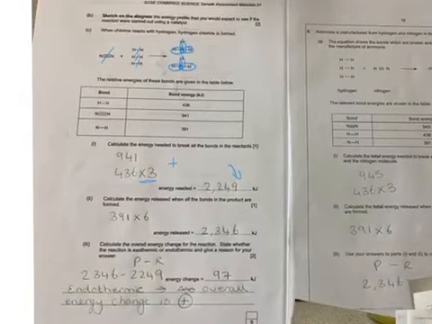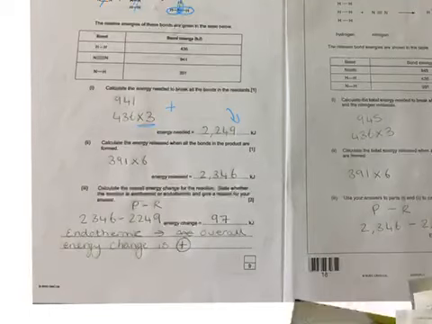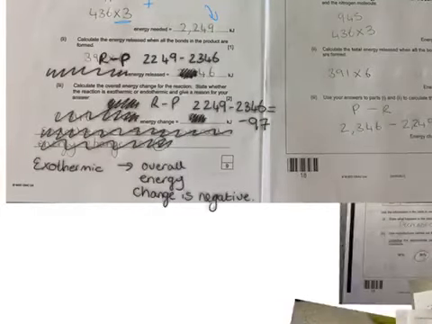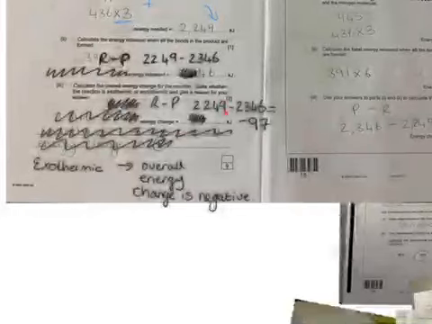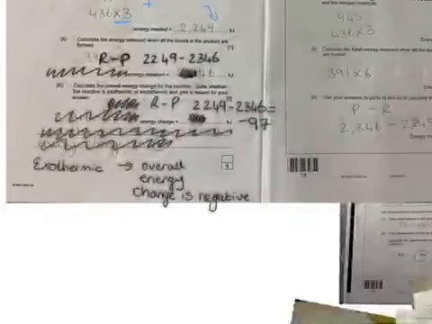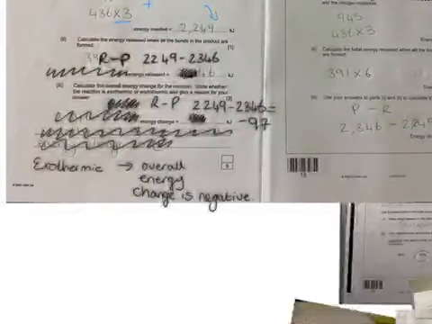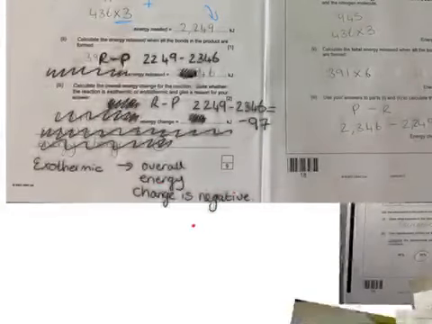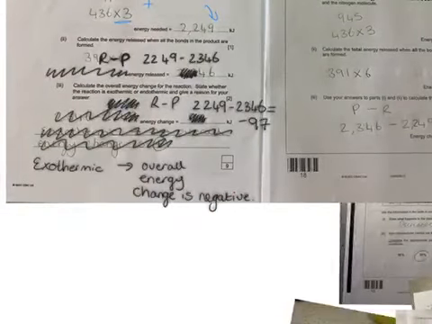It then goes on to ask you to work out the overall energy change, which is reactants minus products. So you do 2249, take away 2346, which should give you minus 97. So it's an exothermic reaction. Overall energy change is negative.